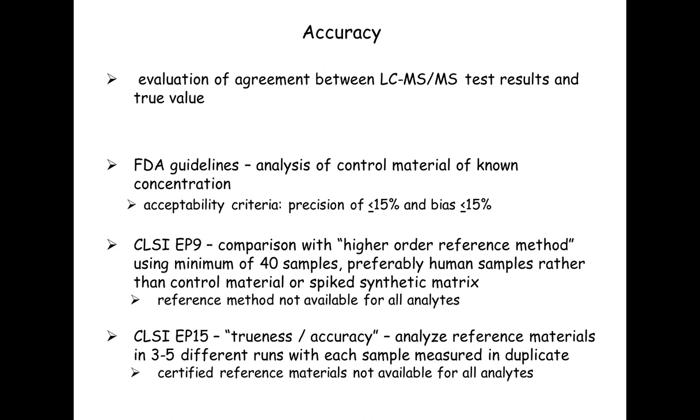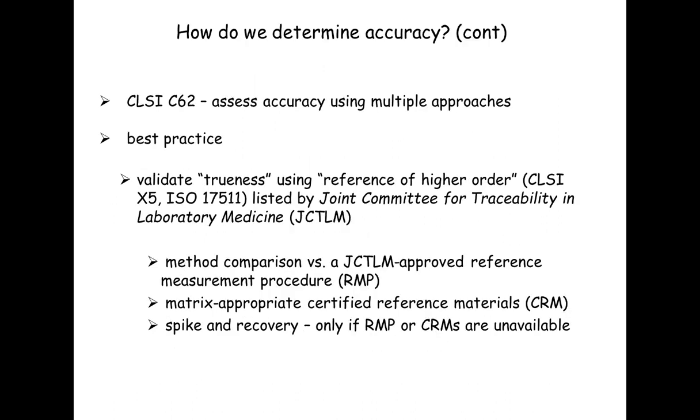The CLSI also has guidelines. So for EP9, they suggest comparison with a higher order reference method using a minimum of 40 samples, which are preferably human, especially if that's what your mass spec method is going to be running normally. However, there's not a reference method available for all analytes, and so that's not always possible. EP15 suggests that you analyze reference materials in 3 to 5 different runs, with each sample measured in duplicate. And again, there's not a certified reference material available for all analytes, and so that's not always possible either.